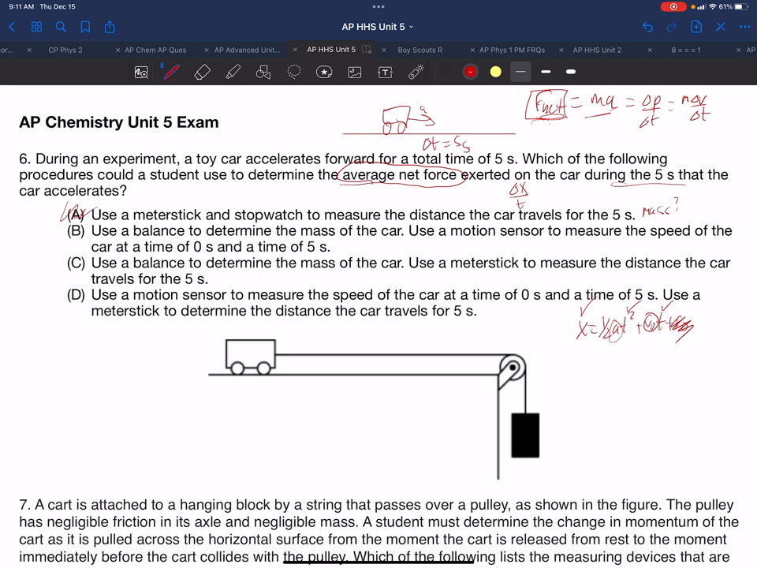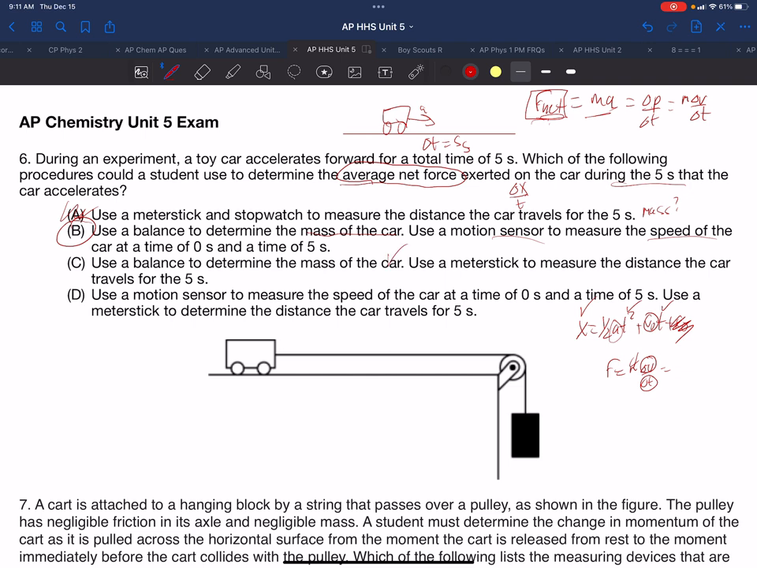Moving on to B, so this gives us the mass, and a motion sensor to measure the speed of the car at time 0 and a time of 5 seconds. So F equals m delta v over delta t. The motion sensor is going to give us delta v and delta t in the balance. So it looks like choice B is our answer. So let's continue to make sure.